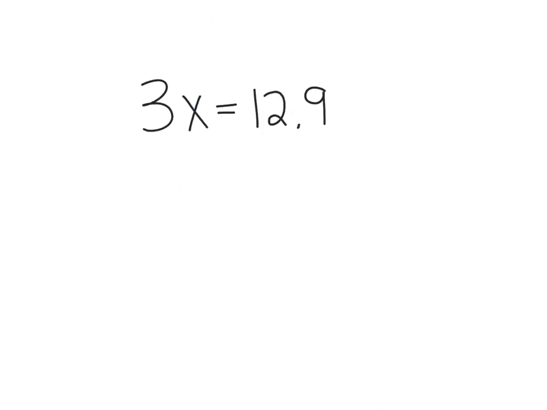All right, let's try this problem here together. 3x is equal to 12.9. Which operation is happening in my problem? Multiplication is happening. 3x means that it's multiplication. What's the opposite of multiplication? Division. So that means that we need to divide both sides by 3.